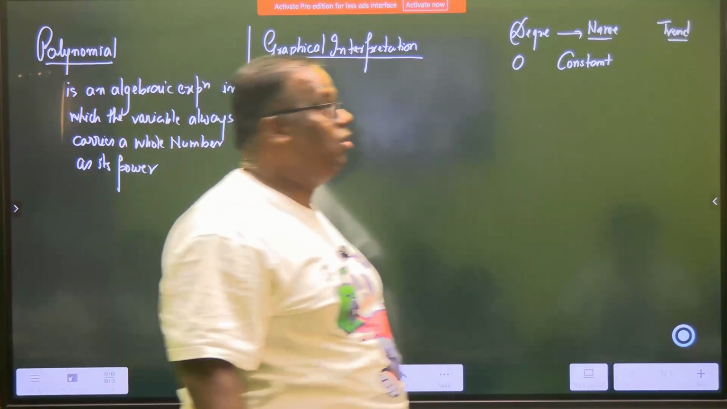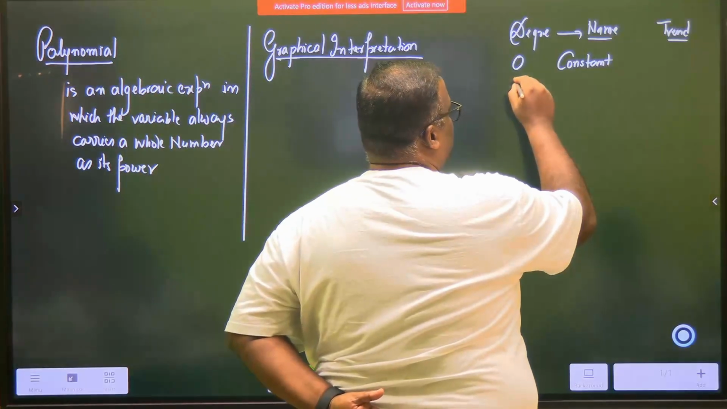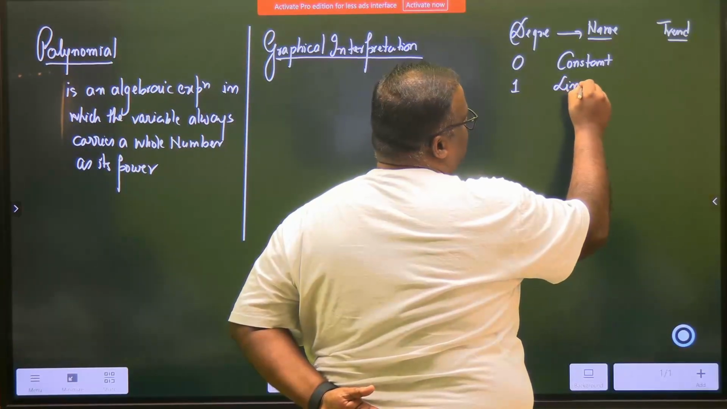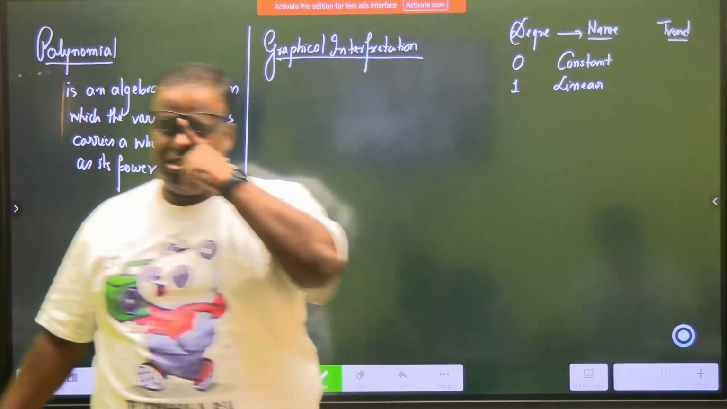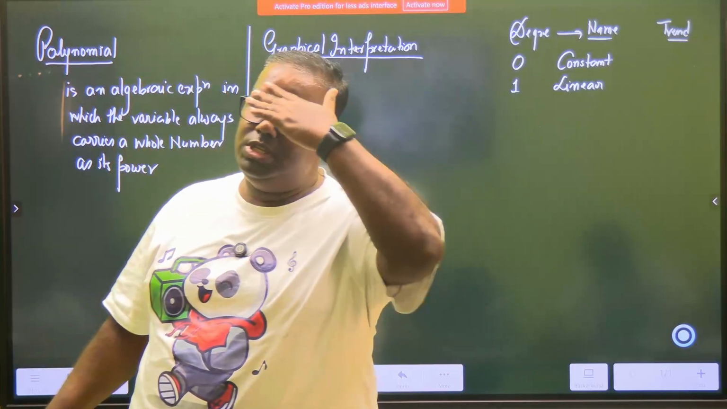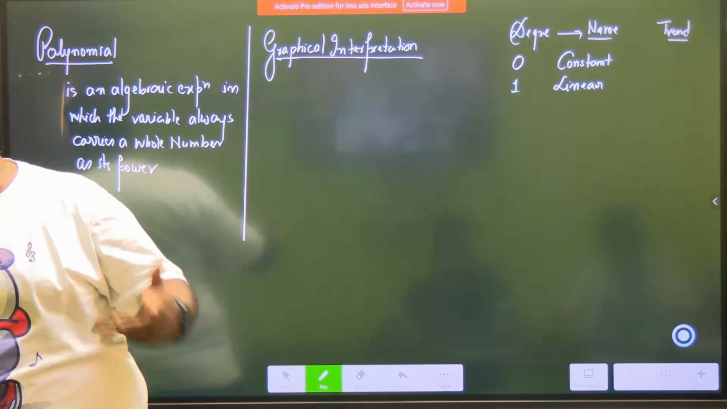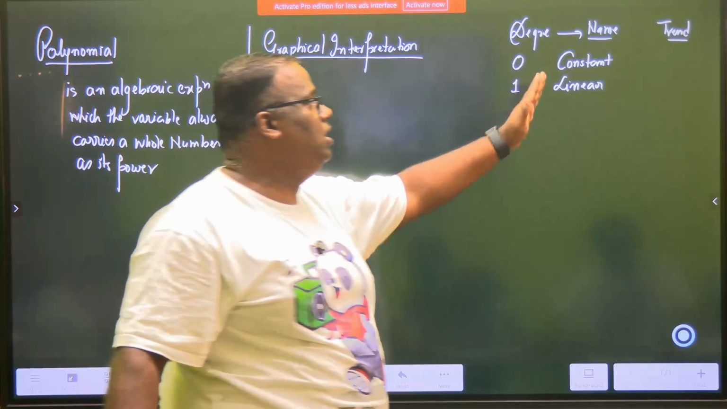Understood? It's called constant. If the degree is 1, the polynomial will be called a linear polynomial. That's why in grade 8 you used to do linear equations in one variable. None of your equations had a power more than 1 in the problem. So it is called a linear polynomial.